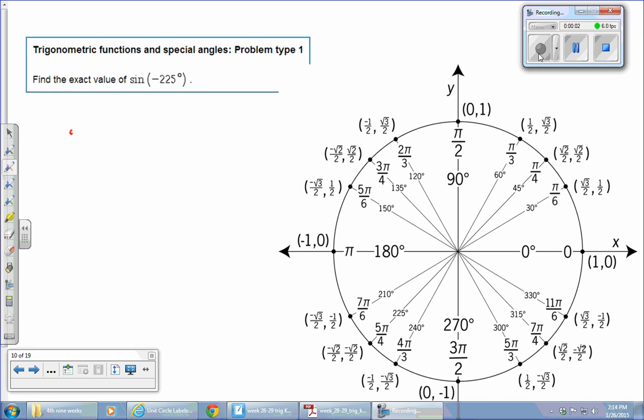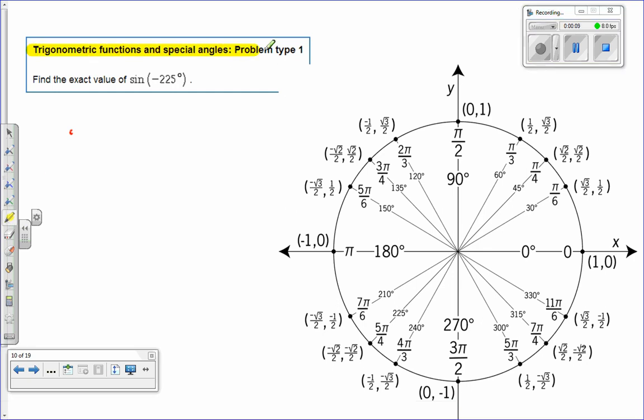Okay, so the next topic we're going to talk about is trigonometric functions and special angles, problem type 1. What they're asking for here is for you to find the exact value of sine of negative 225 degrees. So that's one you can't plug in your calculator because they're looking for the exact value.